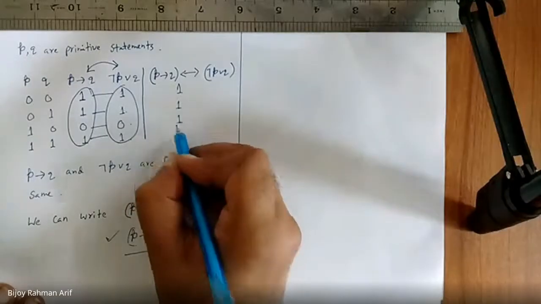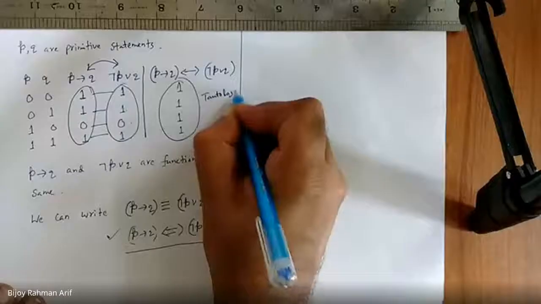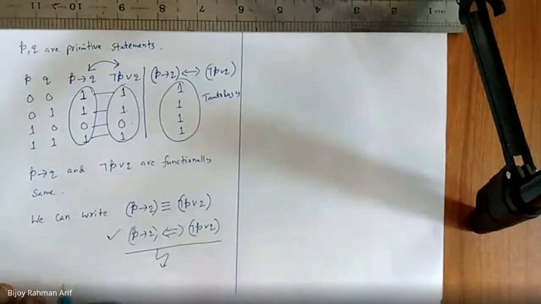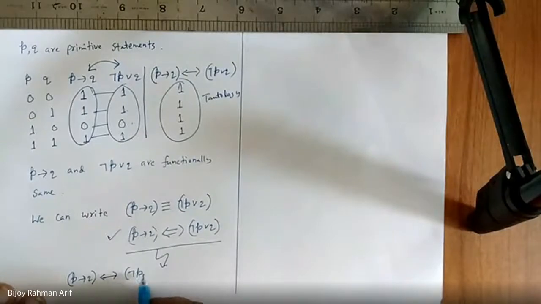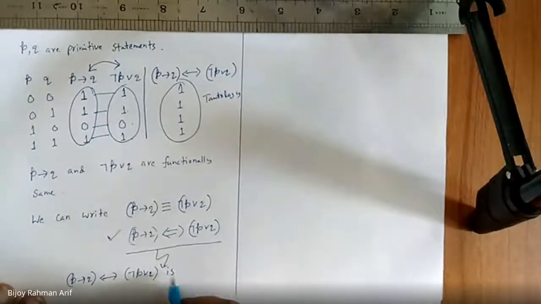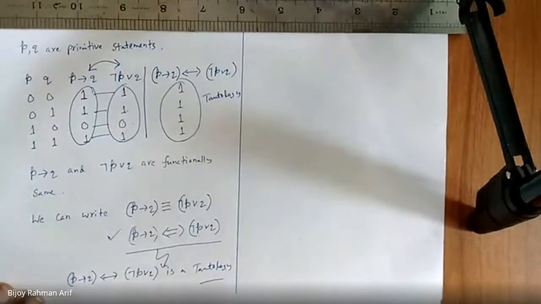All ones. So what is this? This is nothing but a tautology. Another meaning of this is that P implies Q, bidirectional, not P or Q, is a tautology. It is also another meaning of this. Okay, guys? All right.